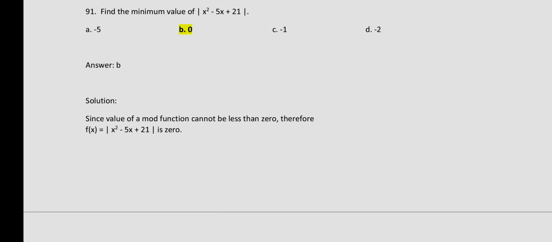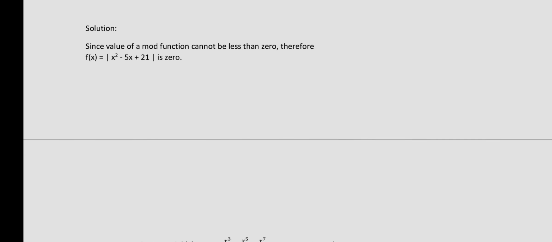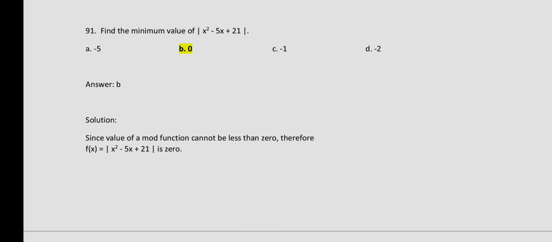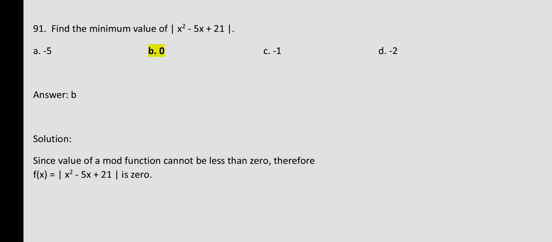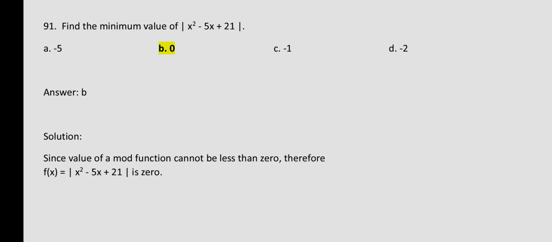Number 91. Find the minimum value of the absolute value of x squared minus 5x plus 21. The answer is 0. Solution: since the value of a modulus function cannot be less than 0, f of x equals the absolute value of x squared minus 5x plus 21, and its minimum is 0. When you see that question, the answer is automatically 0, its minimum value.